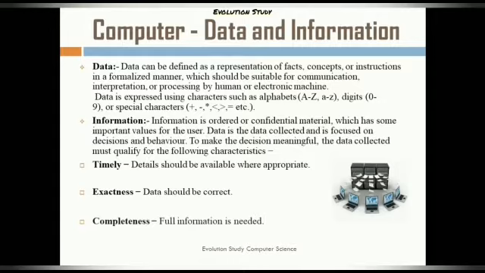Information is organized or processed data which has some important value for the user. Data is collected and is focused on decisions and behavior. To make the decision meaningful, the data collected must qualify for the following characteristics. Timely: details should be available when appropriate. Exactness: data should be correct. Completeness: full information is needed.